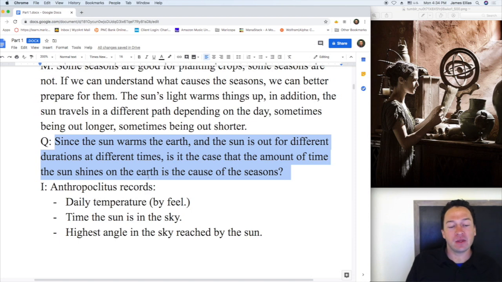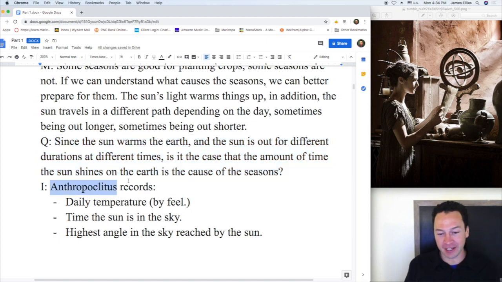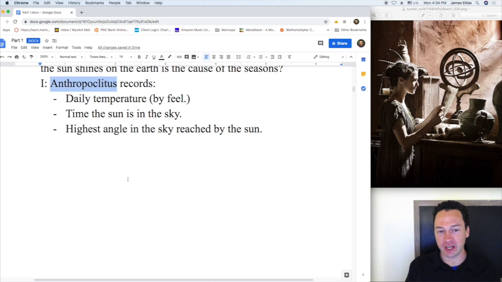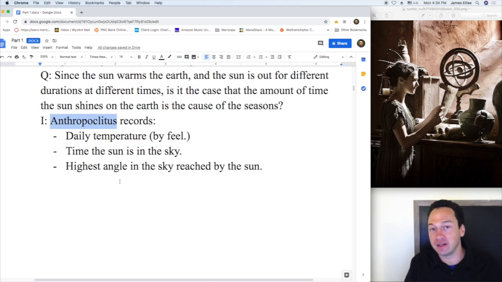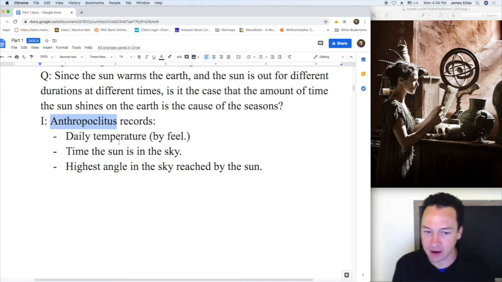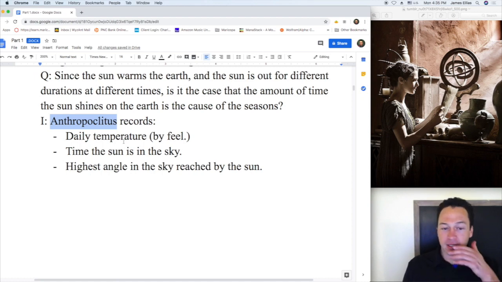Okay, so I have made up a particular person, a particular historical figure. We don't know who figured this out. This is a prehistoric discovery. Some kind of nameless genius figured this out, and almost every culture did figure this out in one way or another, at least that I know of, and they all probably had their own nameless genius. For the Greeks, I'm just going to call him Anthropocleitus. Okay? So he's our fictional first scientist.